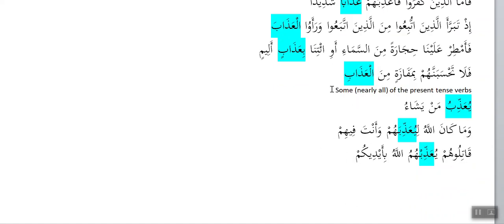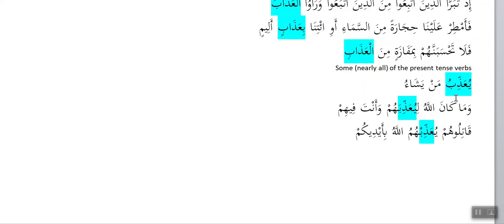And also words that change at the ending are some, nearly all, I put in parentheses, of the present tense verbs. So here we have yu'adhibu. Here we have yu'adhiba, and here you have yu'adhib. So here it has a dhamma, here we have fatha, and here we have sukoon. What caused those? The grammar rule.